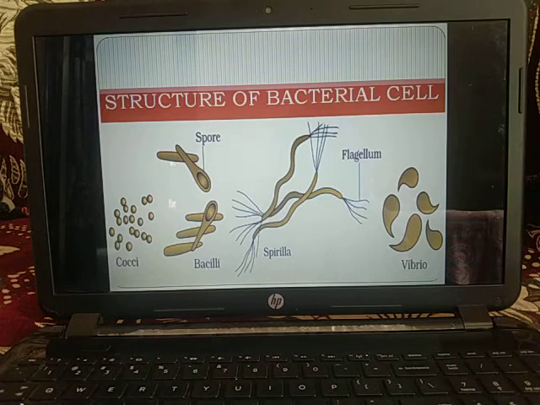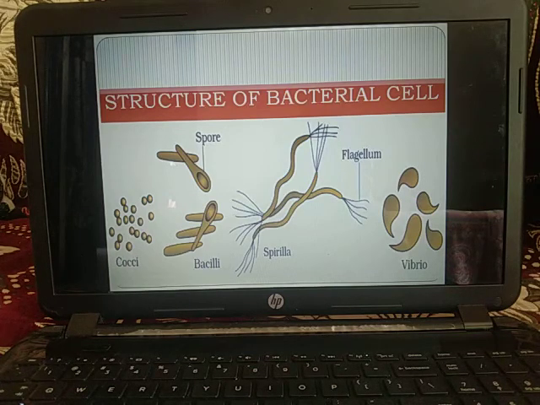Next we have stalked bacteria. The bacterium possesses a stalk, for example Caulobacter. And budding: the bacterium is swollen at one place, for example Rhodomicrobium. Flagellation: depending upon the presence or absence of flagella, bacteria are grouped into flagellated and non-flagellated types.